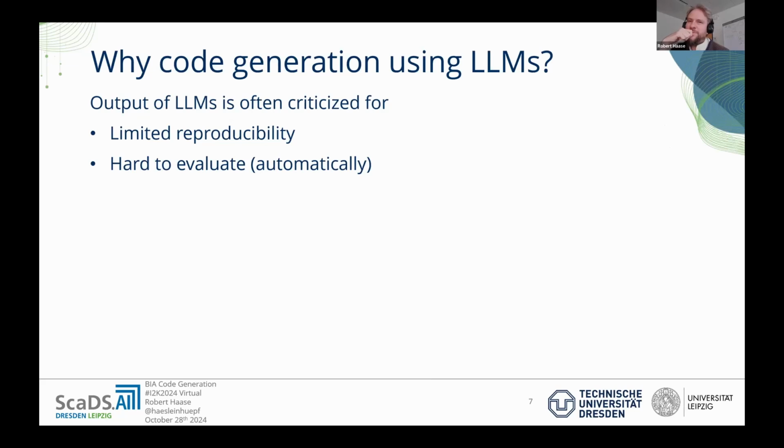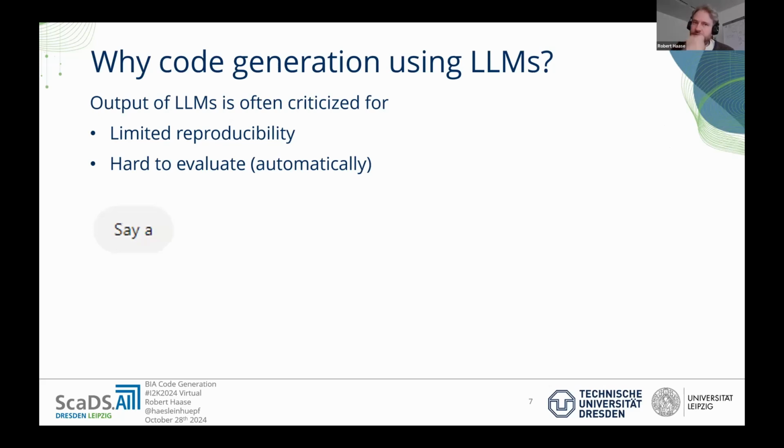So, coming basically back to the question, why do we want to do code generation at all? Why does it make sense? Because large language models are often criticized for limited reproducibility. If I ask a language model today and if I ask it tomorrow, does it have the same result? Also, evaluation is hard. If you do not know the correct answer to your question, how can you know that the language model is lying to you, that it's hallucinating or not?